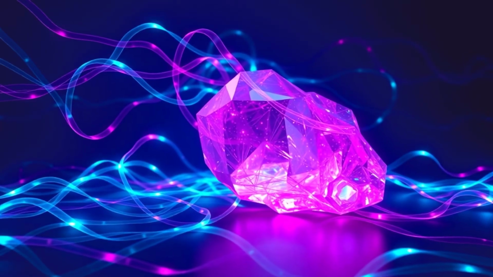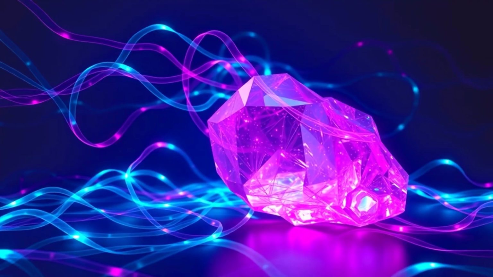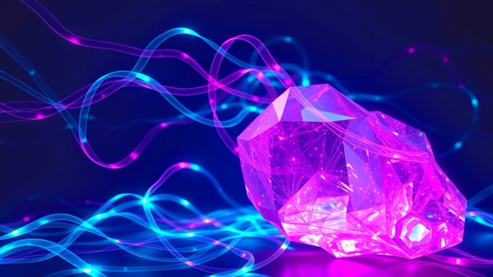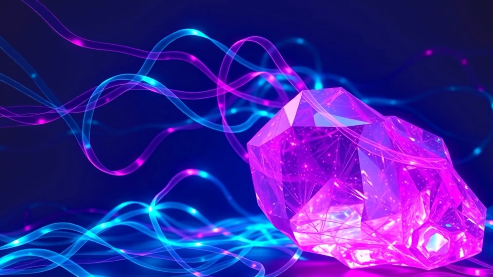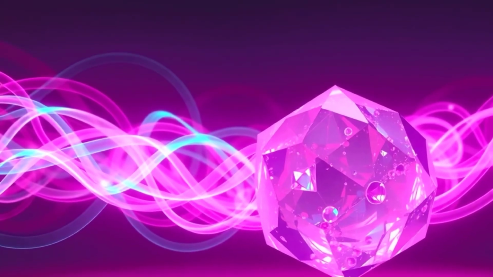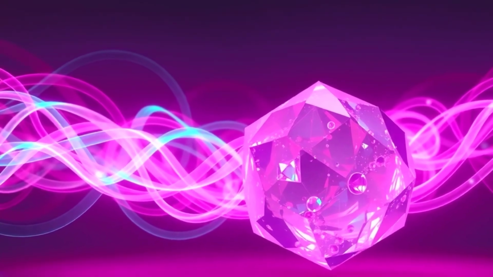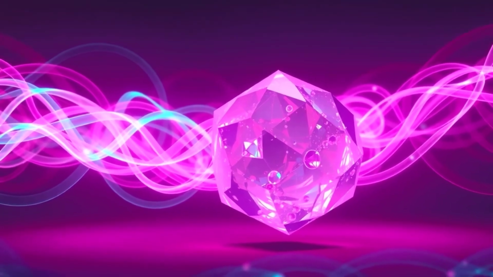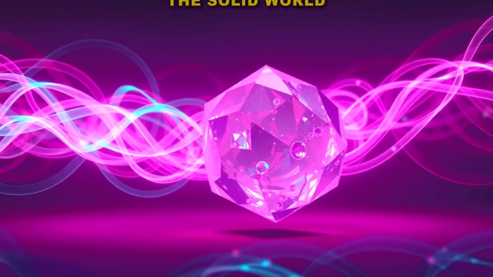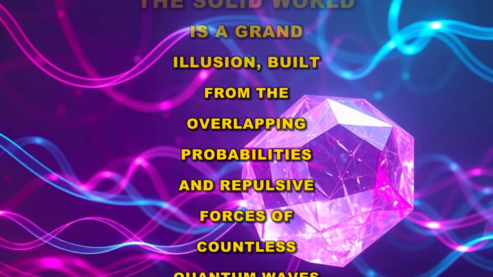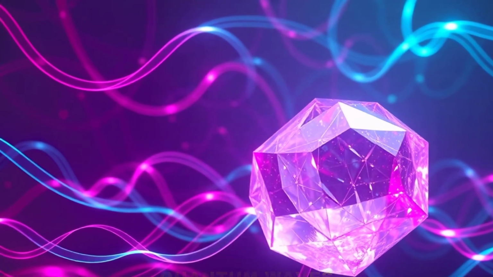This is also where the bizarre nature of wave-particle duality comes into play. A particle isn't just a point, it's also a wave of probability. This wave describes where the particle might be. When you bring two atoms together, their probability waves overlap, and the Pauli exclusion principle and electromagnetic forces dictate how those waves can interact, creating a stable, repulsive structure. The solid world is a grand illusion, built from the overlapping probabilities and repulsive forces of countless quantum waves.